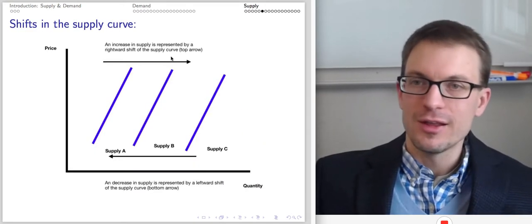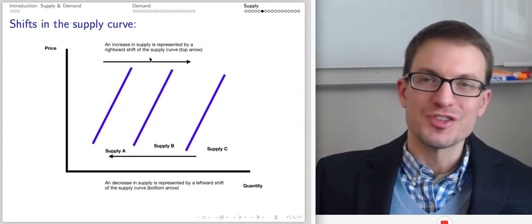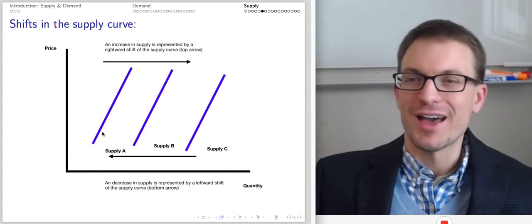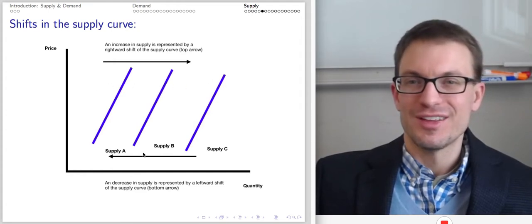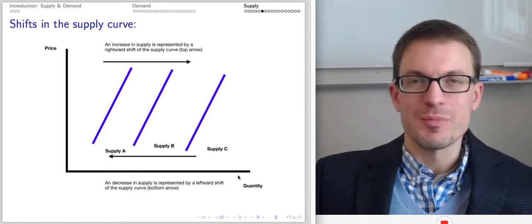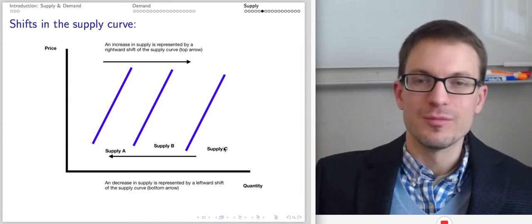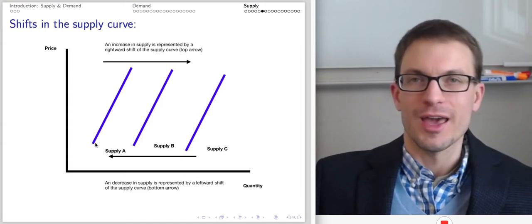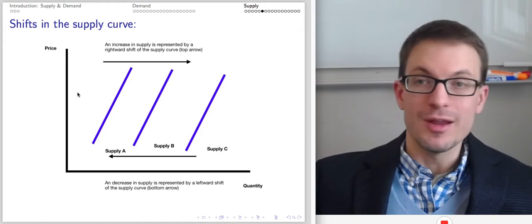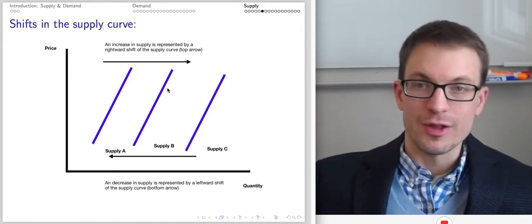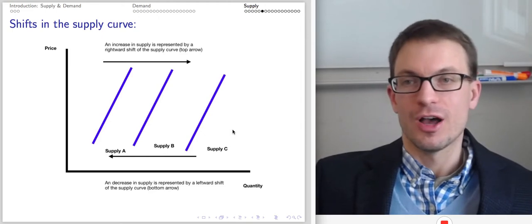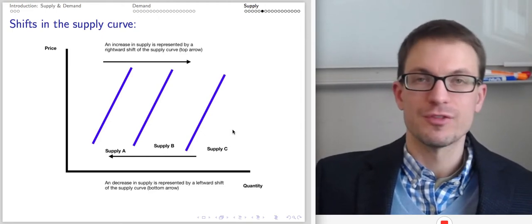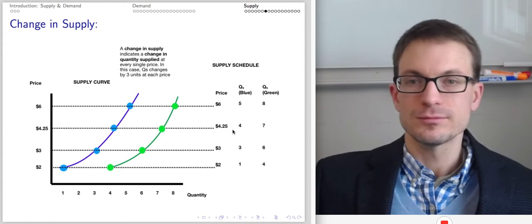So first, here's what we mean by an increase in supply. It's a top arrow. We'd go from supply A to supply C. Right? An increase in supply is a rightward shift. And a decrease in supply is represented by this bottom arrow, so we'd be going from supply C to supply A. To make this happen, at every single price, we're getting a new quantity supplied. So this means we've got to have something besides price changing to cause this leftward or rightward shift of supply.